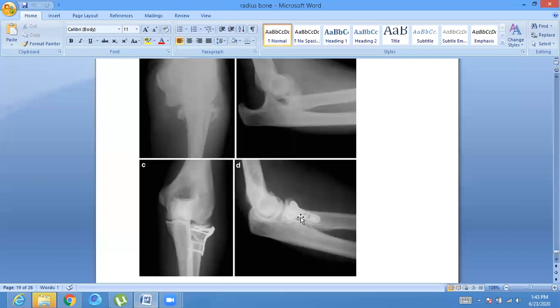Is it clear? No problem, kids? So we have finished with the radius today. If there is any problem, let me know. Anybody?